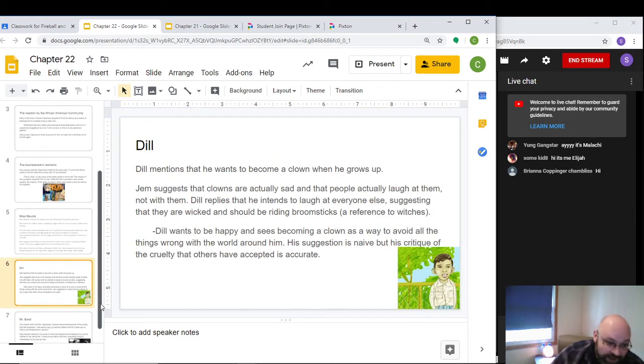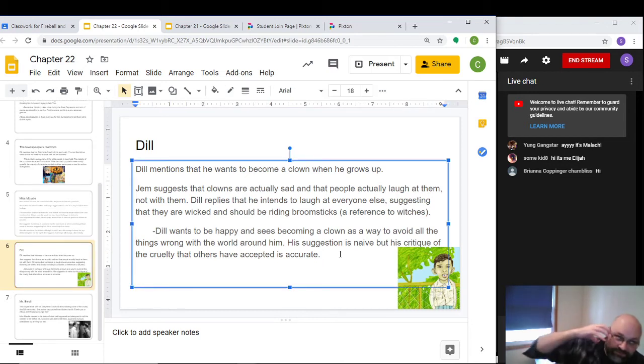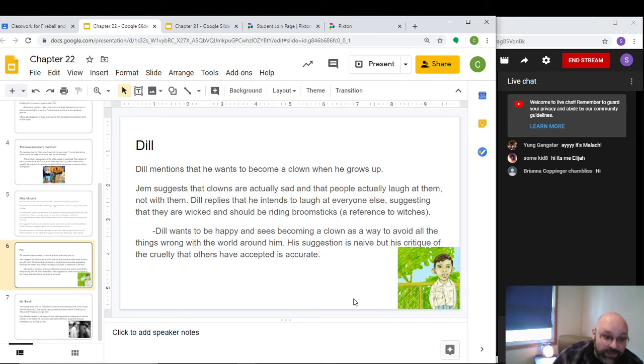Another important interaction here, Dill mentions that he wants to be a clown when he grows up. Right here, he's voicing how he doesn't want to be around meanness anymore. He wants to be happy all the time, and he views clowns as being happy and bringing joy, so that's what he wants to be when he grows up. When Jem suggests that clowns are actually sad and people just laugh at them, Dill replies that he'll be a new type of clown then, and he'll make fun of everybody else. He'll laugh at all the evil people.